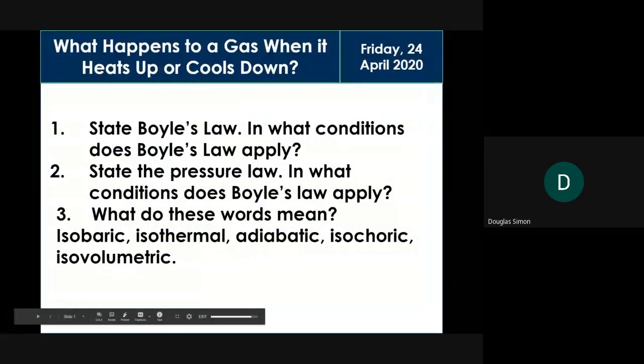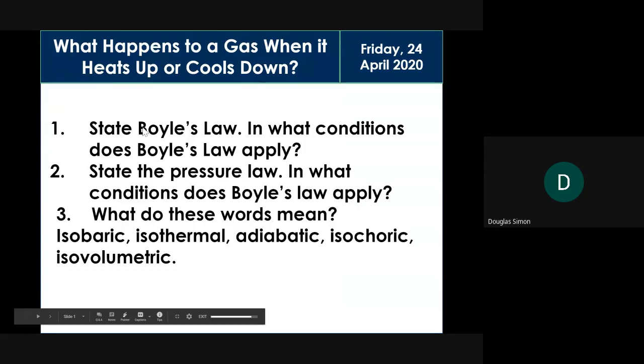Welcome to lesson 5. Today's lesson is all about volume and temperature in a gas, or Charles's law. Firstly, I would like you to quickly answer questions 1, 2, and 3. Pause the video now and answer these questions.